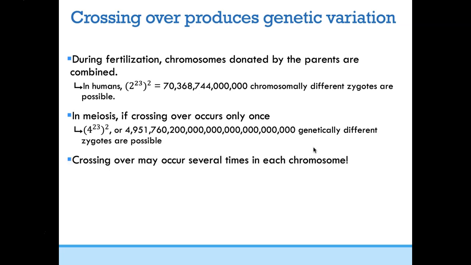So the fun fact is crossing over may occur several times at each chromosome. So you can imagine how many genetically different zygotes are possible. And this is why all of us are truly unique.